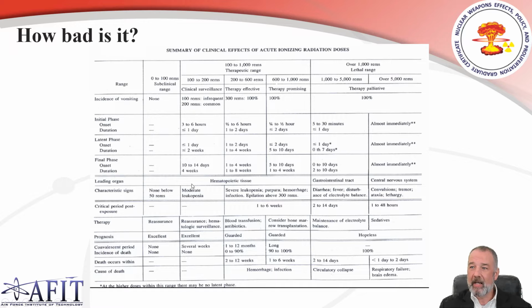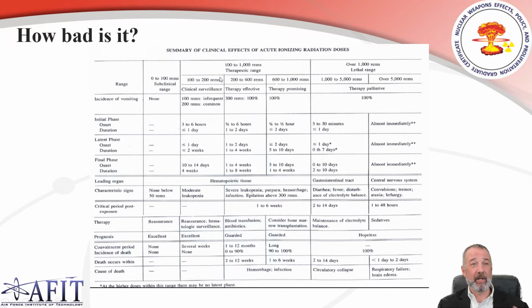Leading organ, hemopoietic tissue. Then we have the gastrointestinal tract and central nervous system. These are things that are affected. So characteristic signs, again, below 100 REMS, below 50 REMS, really nothing. No critical exposure period. Therapy: reassurance, pat them on the back and tell them they're okay. And then prognosis is excellent because nothing happened. And then no convalescent periods, no death occurring, etc.